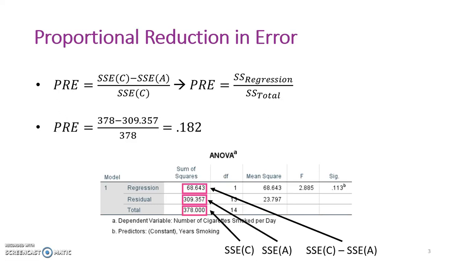So when we have this difference as the numerator, and then we have the total sum of squared errors as the denominator, we have these values that we can plug in to actually calculate PRE. So I've shown you how PRE, proportional reduction in error, is calculated with these numbers. And for this smoking example, our proportional reduction in error is 0.182.